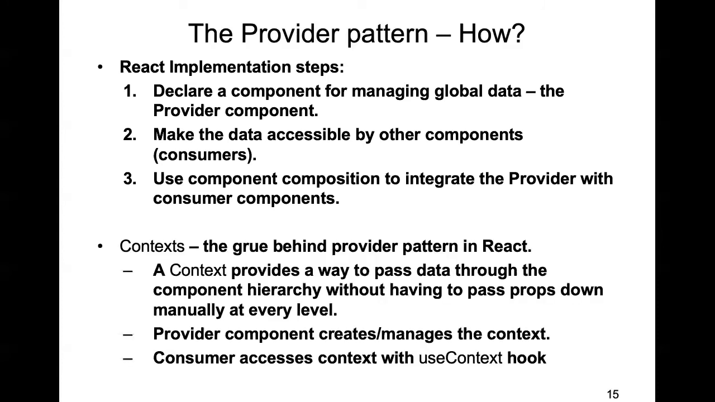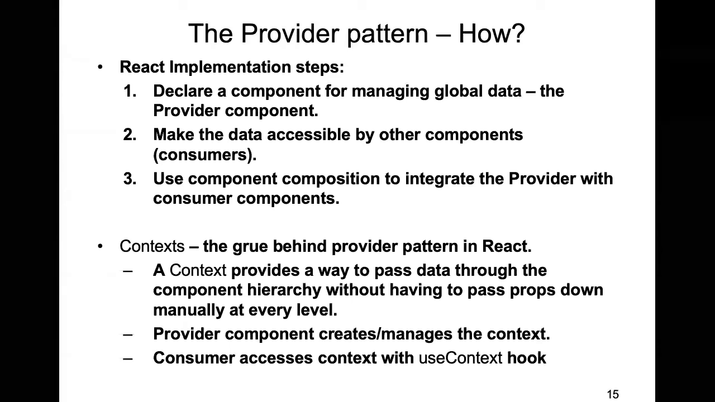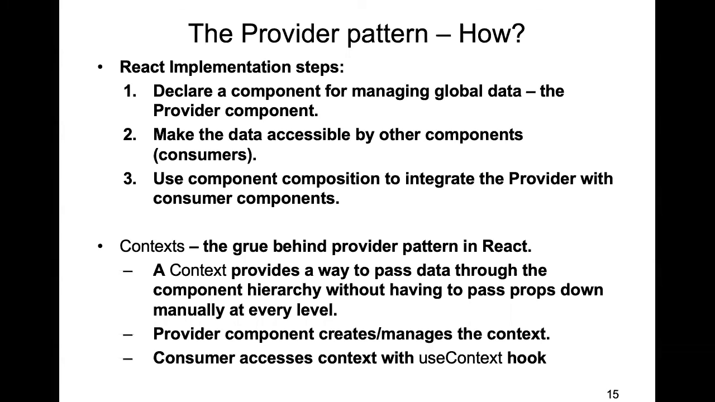Now, in the middle of all of this is this thing called a context. I'm saying it's the glue behind the provider pattern in React. And what is a context? A context provides a way to pass data down through your component hierarchy without actually using props. That's what I want to achieve. I want to make my global data available to lots of components, but I don't want to do it using props because that introduces prop drilling.